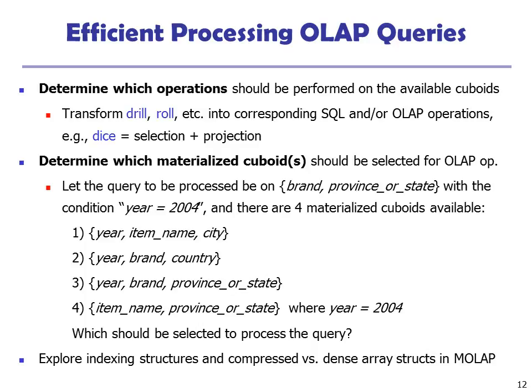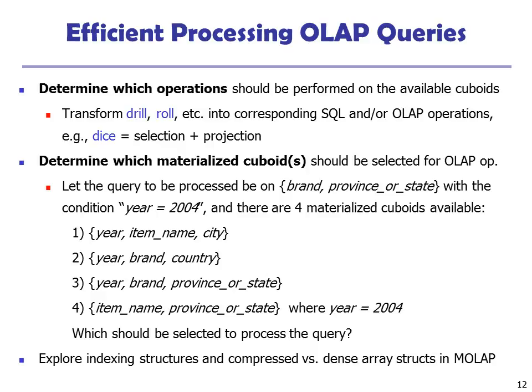So what we are interested in is brand. What do we have? We have brand or item name. Brand is the same as brand, the same dimension. Then item name is listed in two of the cuboids, which is of a finer granularity, so it's all right. The next one we're looking at is year is 2004.